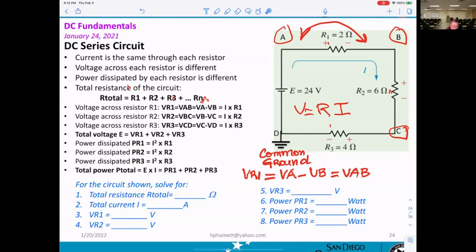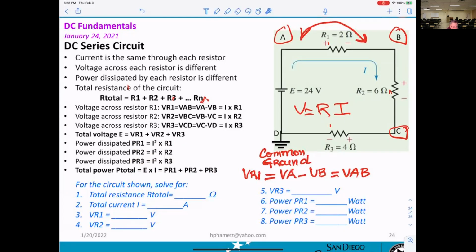If you want to calculate the power for R1, PR1 will be I squared times R1. For R2, I squared times R2. And R3, I squared times R3. Also, total power will be E times I, and that must equal the total power of each resistor: PR1 plus PR2 plus PR3.